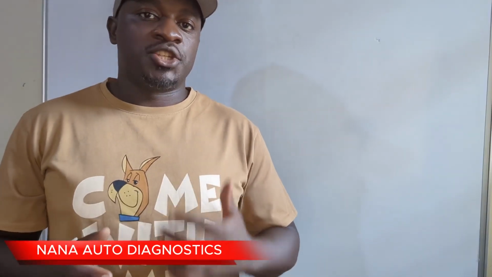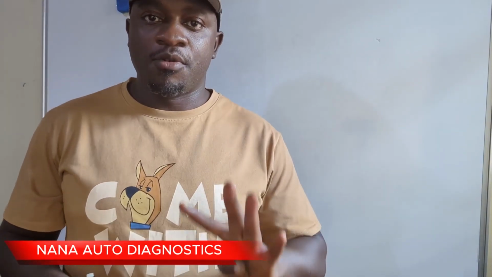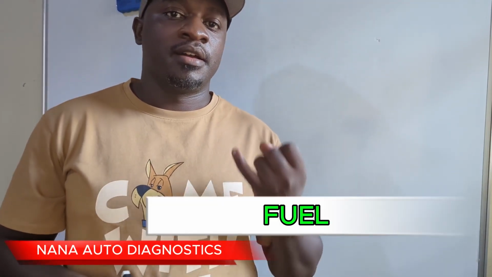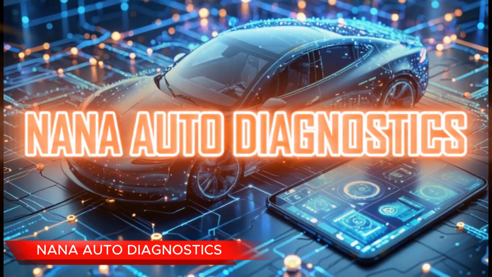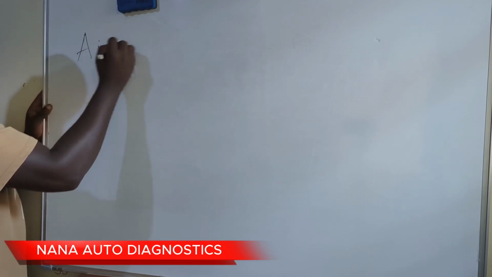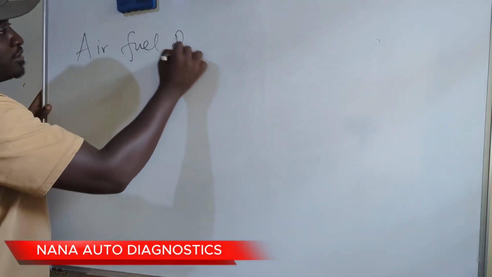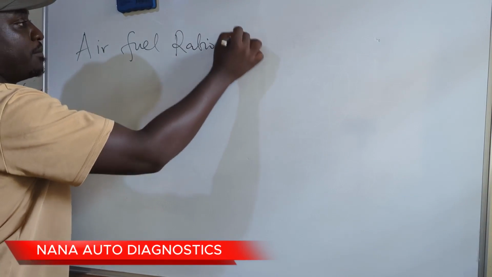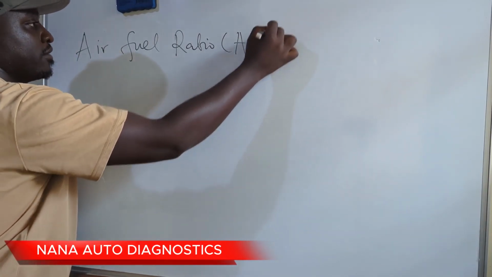An internal combustion engine requires 4 core elements in order to run, and that is air, fuel, spark, and compression. In today's video, I'll be talking about air and fuel, and these two are summed in what we know as the air-fuel ratio, abbreviated as AFR.